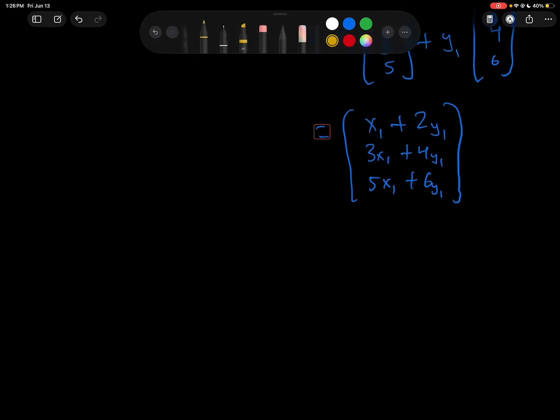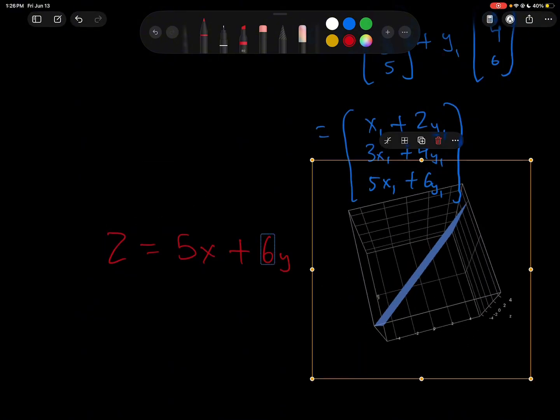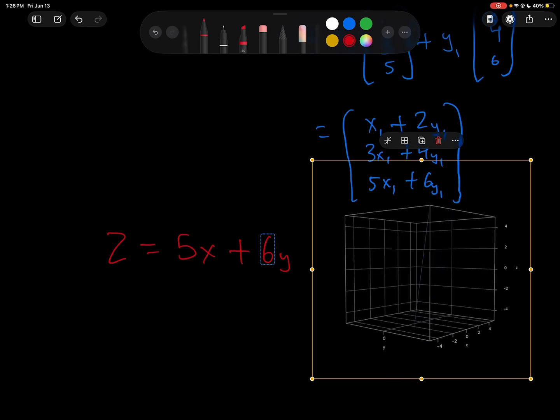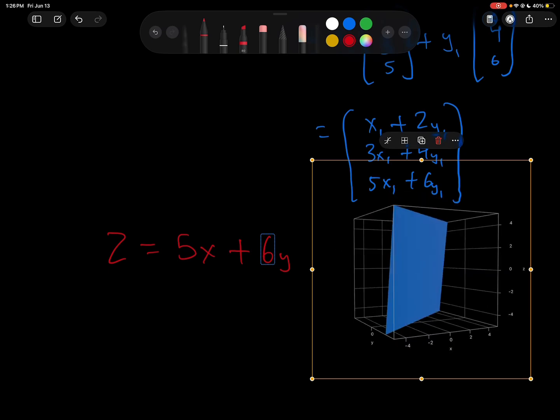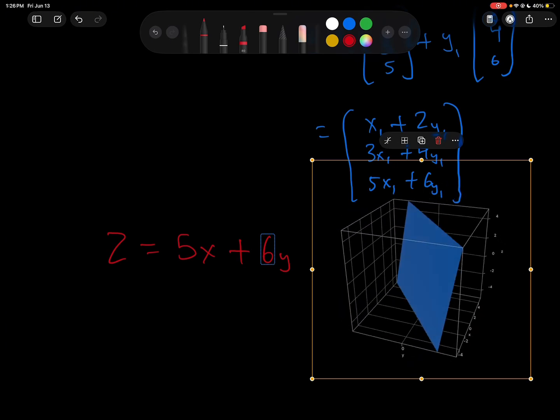And so now we can rewrite this. This entry right here is the z entry, right? We added an extra dimension here, so I can write the equation z equals 5x plus 6y. And let's see if we can graph it right here. It says insert 3D graph. And this is what it looks like. This is just a plane in 3 space, right? This is just an equation which is in the form of a plane.